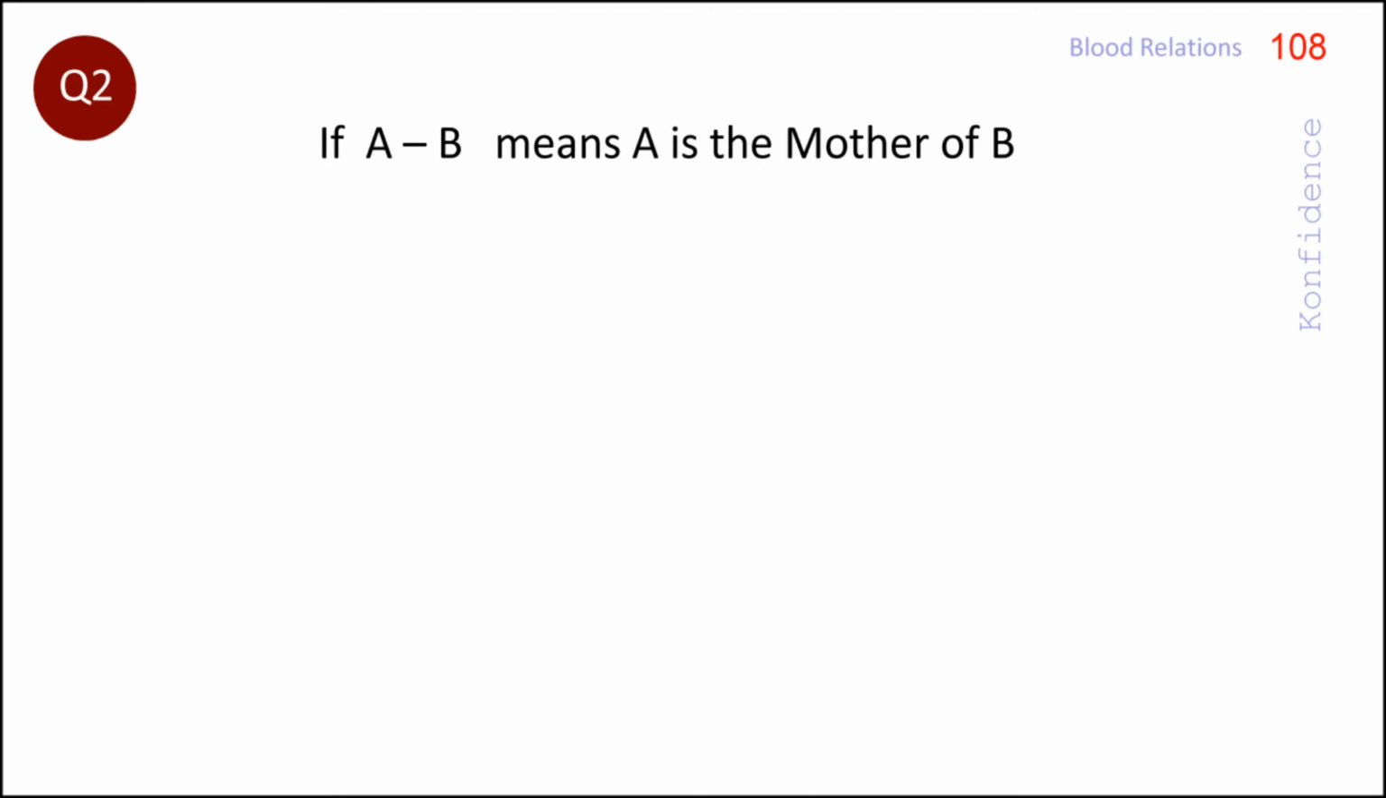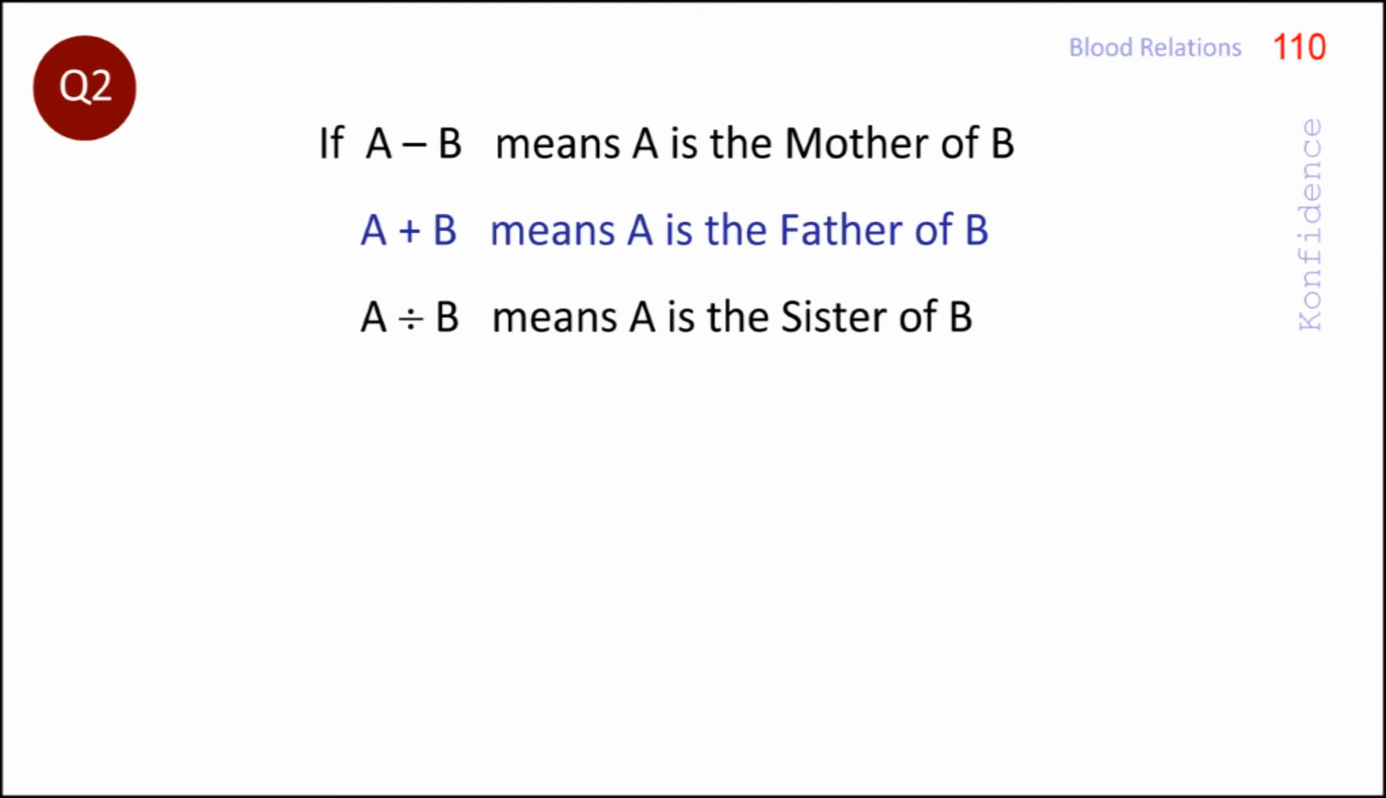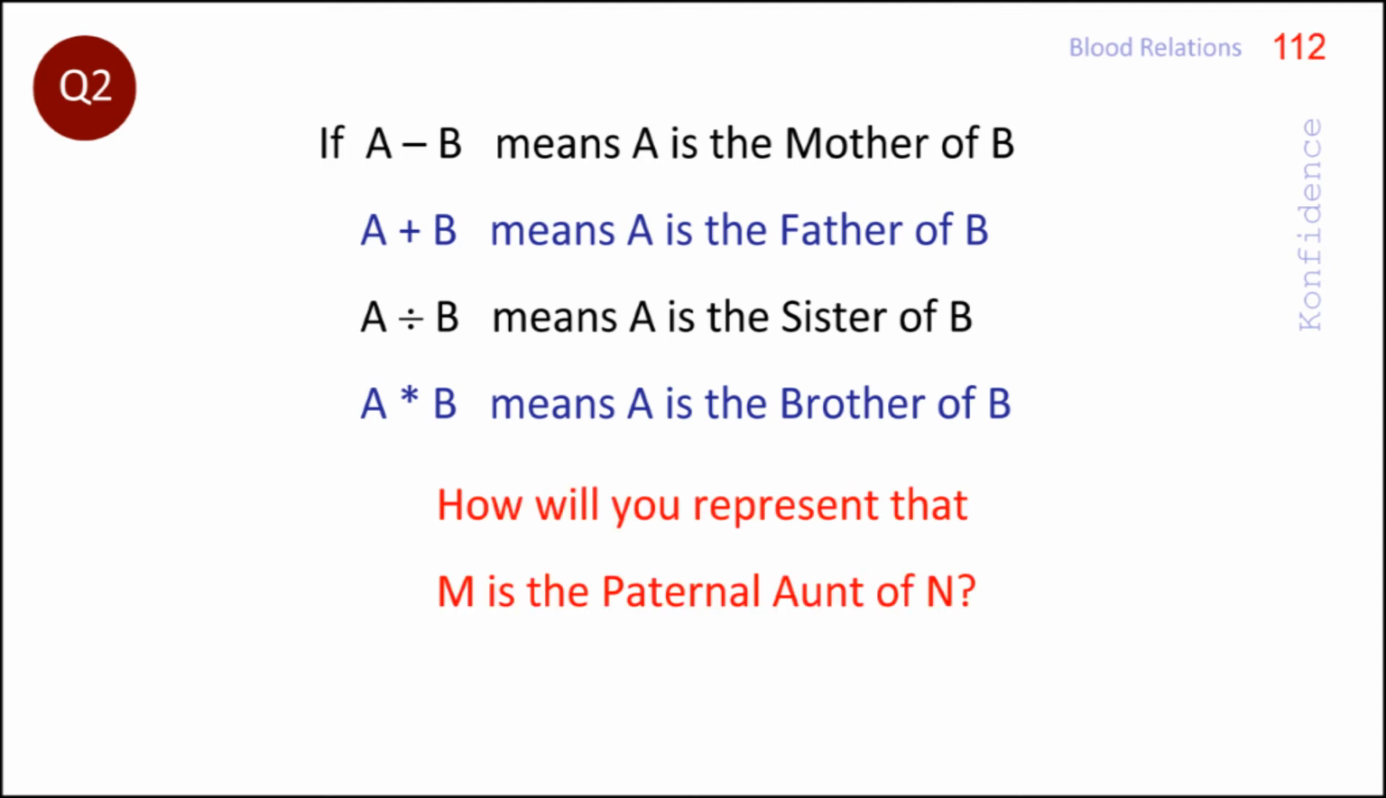Now let us turn to the second question. In this question, it is given that A minus B means A is the mother of B, A plus B means A is the father of B, A divided by B means A is the sister of B, A star B means A is the brother of B. And we are asked to represent the relation M is the paternal aunt of N using this notation.